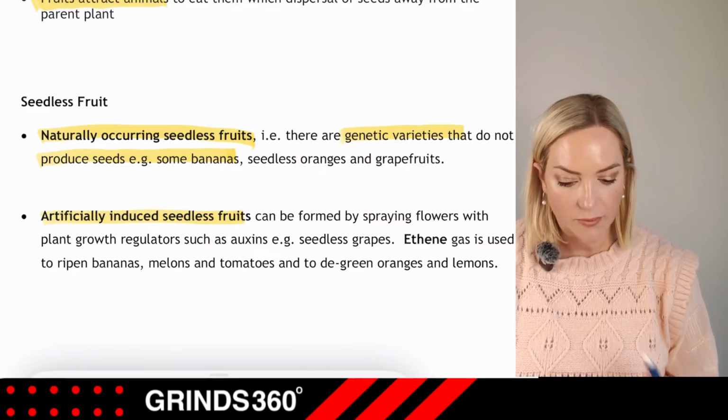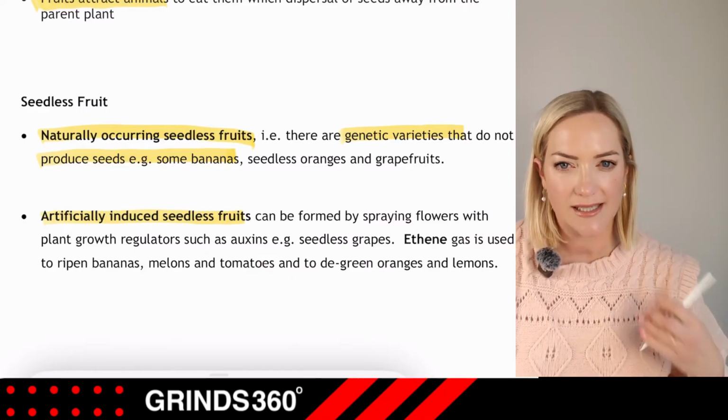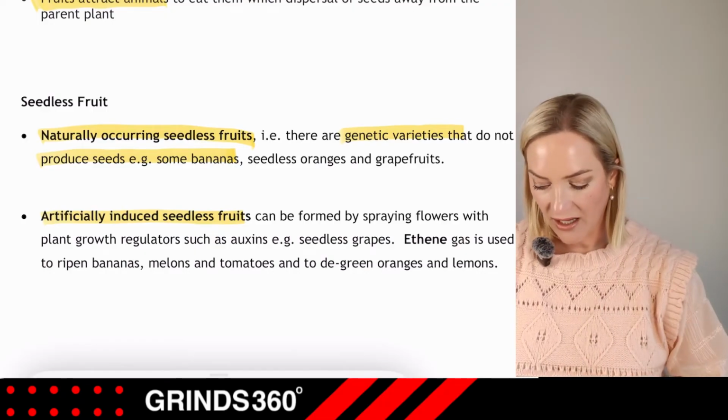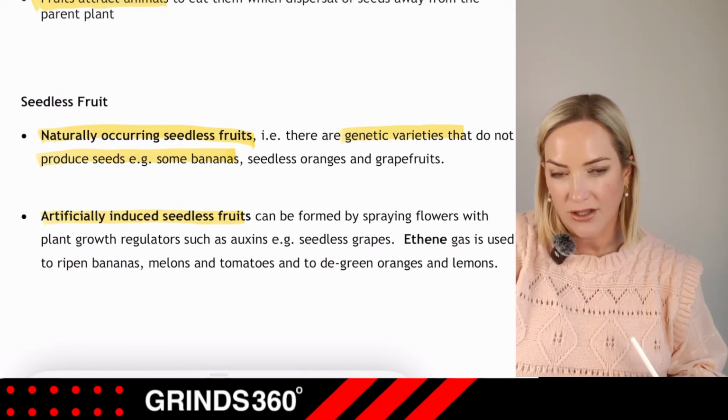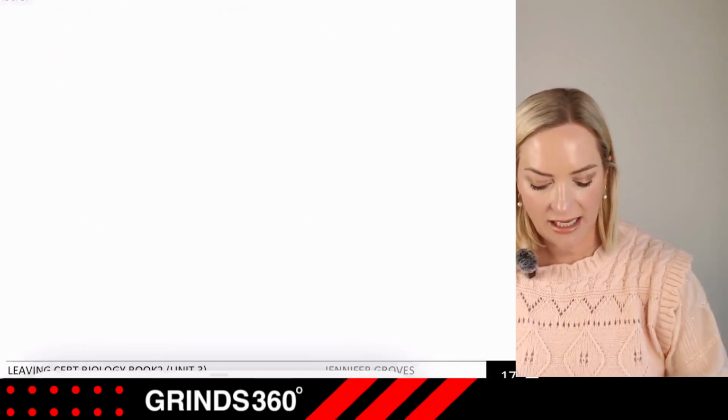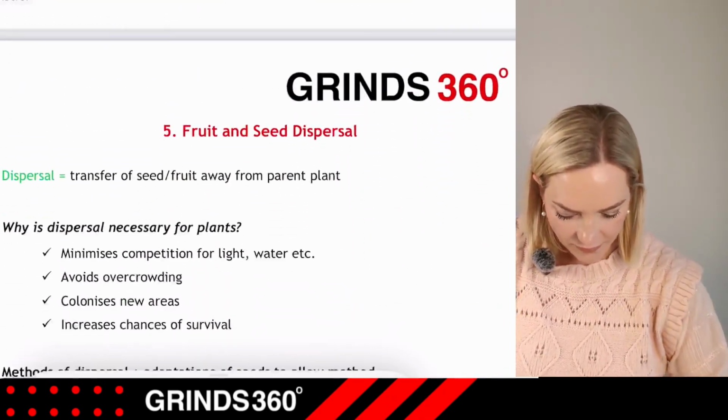Ethene gas can also be used to ripen bananas, tomatoes, and degreen lemons and oranges. So that's your seed and fruit formation, which leads us on to seed and fruit dispersal.